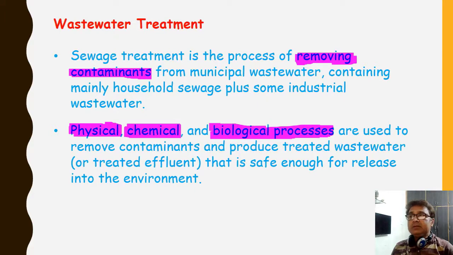Wastewater treatment. Sewage treatment is the process of removing contaminants from municipal wastewater containing mainly household sewage plus some industrial wastewater. Physical, chemical, and biological processes are used to remove contaminants and produce treated wastewater that is safe enough for release into the environment.